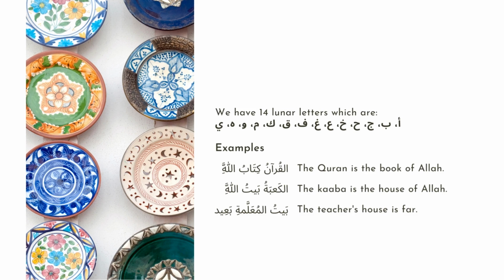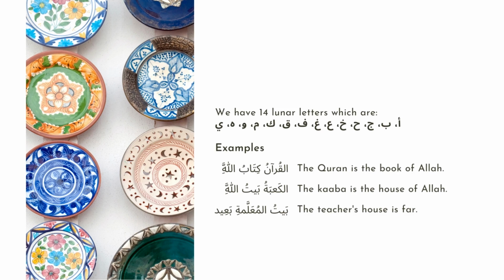Al-Ka'batu baytullahi. The Kaaba is the house of Allah. Kahf here is an example of a lunar letter as well. Baytul muallimati ba'id. The teacher's house is far. The mim in al-muallima is an example of a lunar letter. It's carrying no shaddah, and also the Laam before it is pronounced.